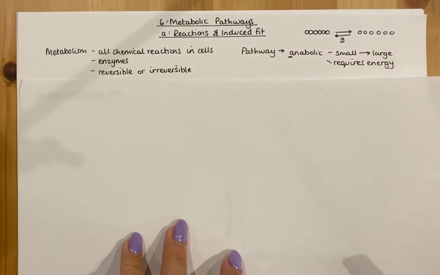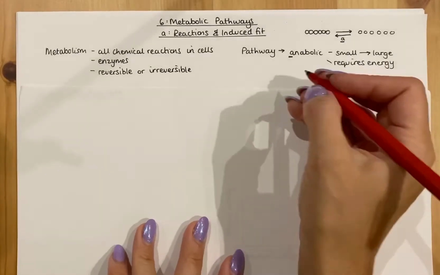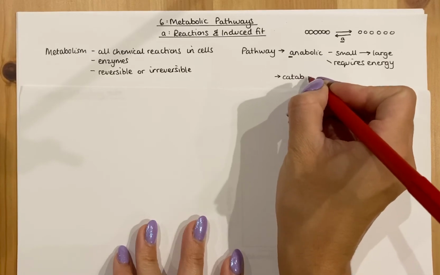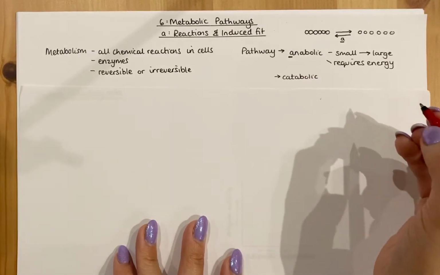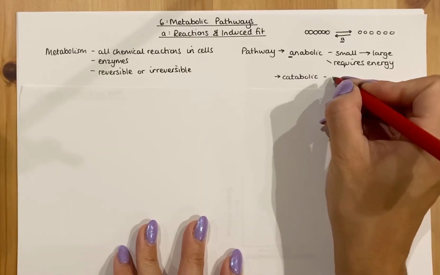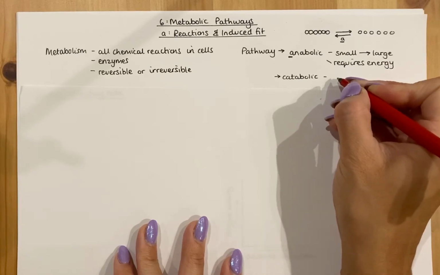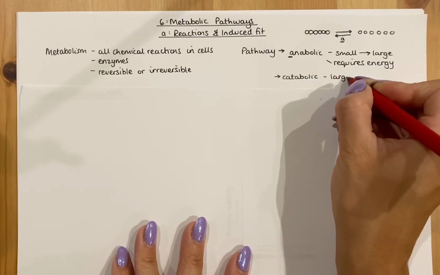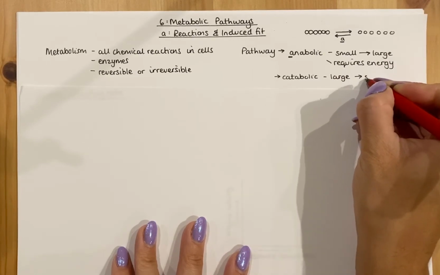The other pathway that we have is catabolic. So catabolic pathways are the opposite from anabolic. So therefore, they are the degradation ones we talked about in National 5. So they break down large molecules into much smaller molecules.